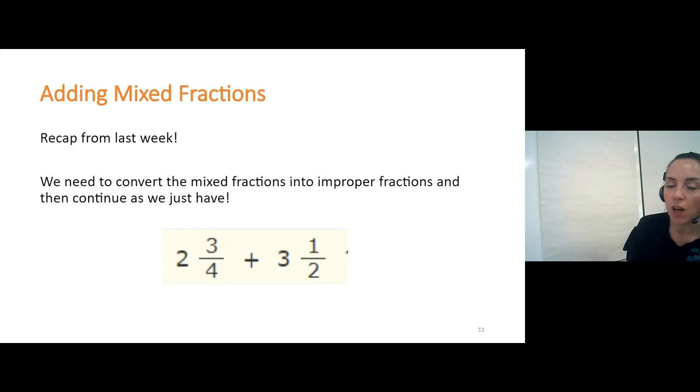So I'll just briefly go through this example on the board, just in case anybody wasn't there last week and we're not sure how to convert a mixed fraction. So if we have to add two mixed numbers, which is a number that has a whole number and a fraction with it.